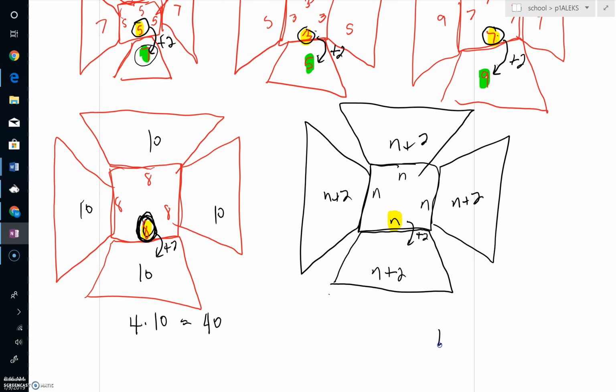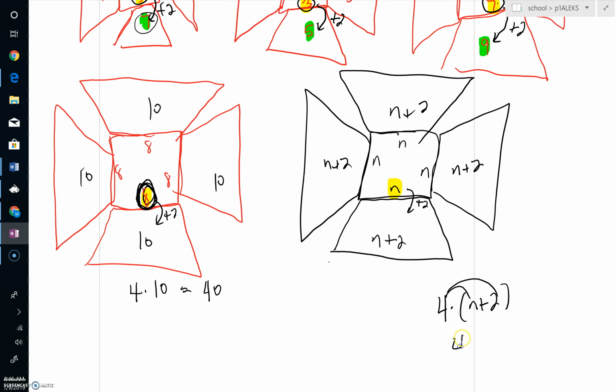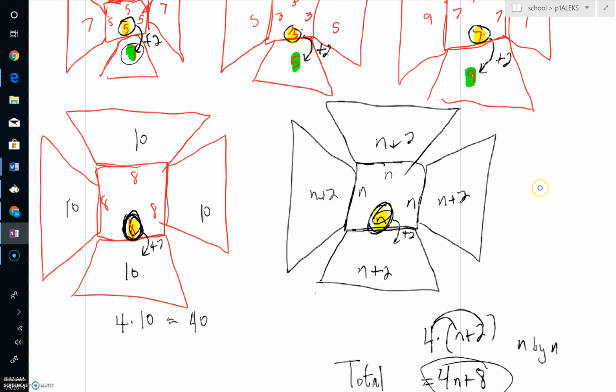So what do we think? This would be 4 times n plus 2. And by the way, you could most definitely distribute and get 4n plus 8. So this would be the total squares that you would have. 4n plus 8. We've come up with a formula if I know that I have an n by n white grid to start with. Let's see if it works.